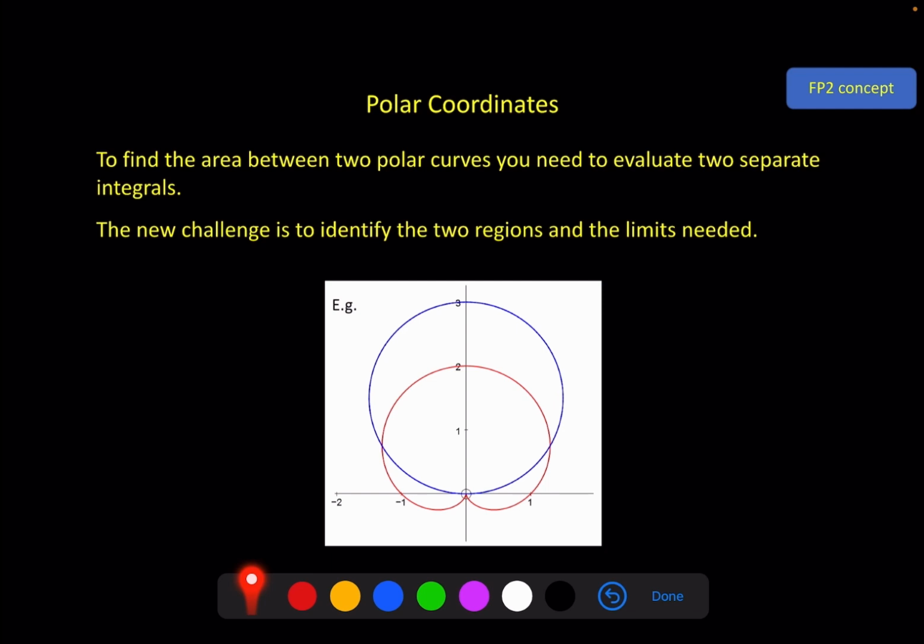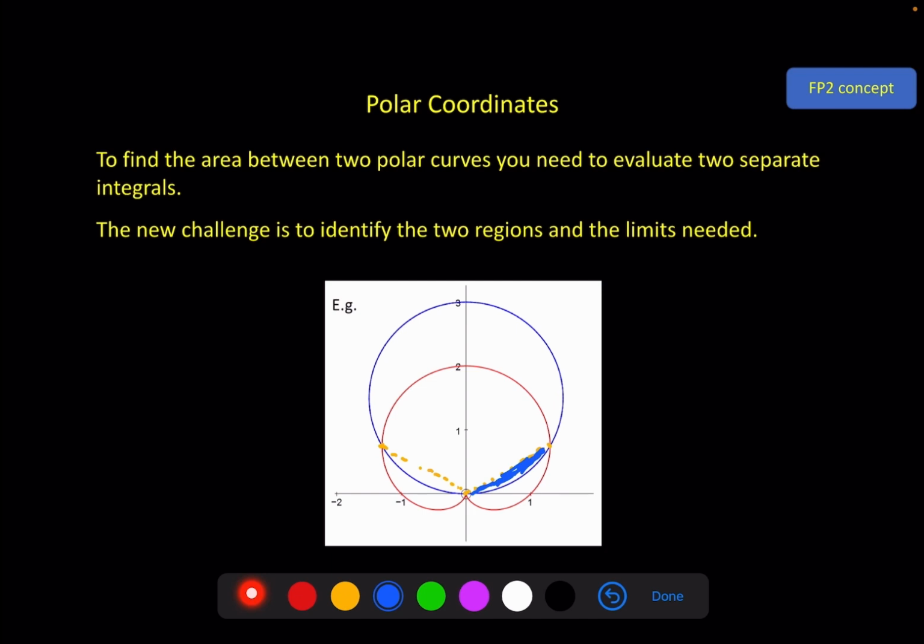What's far more common is to find this area here where the two curves overlap. To do that, you're almost always going to be adding rather than subtracting, because what we're going to have to do is split this where they intersect again, that same point, and the point over here, and then integrate from the initial line on the blue curve up to where they intersect, and that will give you this little bit here in blue.